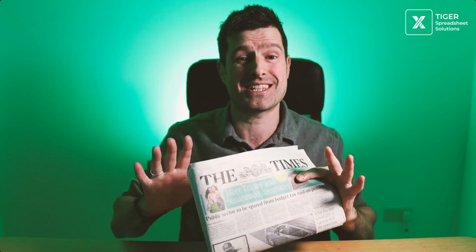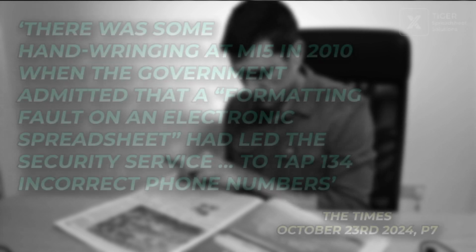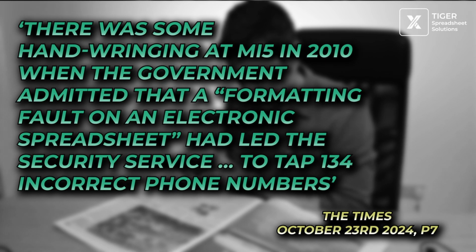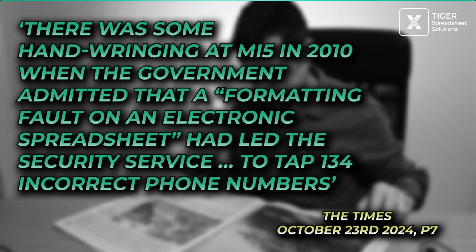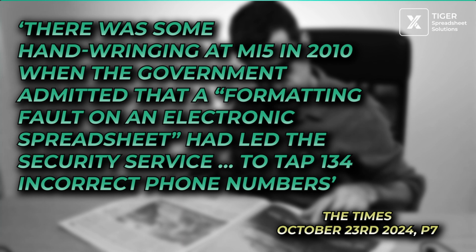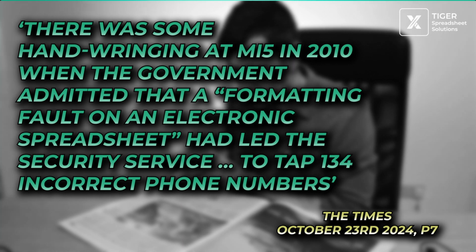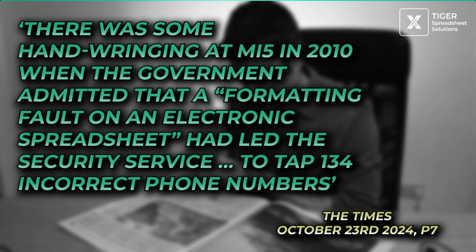So let's get into the article. Three Excel calamities. How can we stop these happening to us? So number one, there was some hand wringing at MI5 in 2010 when the government admitted that a formatting fault on an electronic spreadsheet had led the security service to tap 134 incorrect phone numbers. So you might be aware telephone numbers in Excel are kind of tricky.